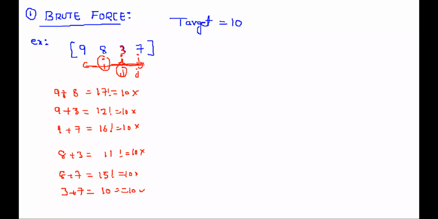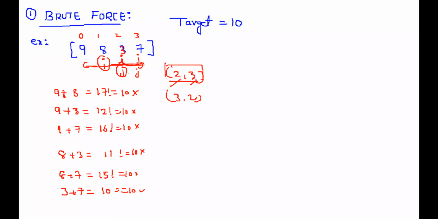So now what is the index? 0, 1, 2, 3. So the indexes of these two elements are 2, 3. Now this will be your output. This is our output. This you have to pass. Either 2, 3 or 3, 2. Any order you can pass the indices.